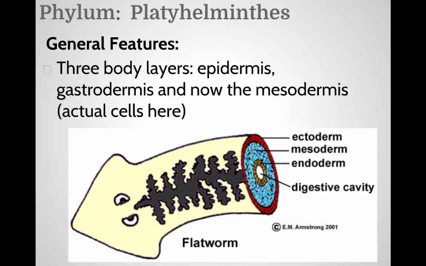Platyhelminthes are going to show three body layers: an epidermis, a gastrodermis, where digestion will occur, and now a mesodermis. In this blue area, we actually have cells here. If you remember back in the cnidarians, we had mesoglea, which was just a matrix of gel, but actual cells now form the mesoderm.